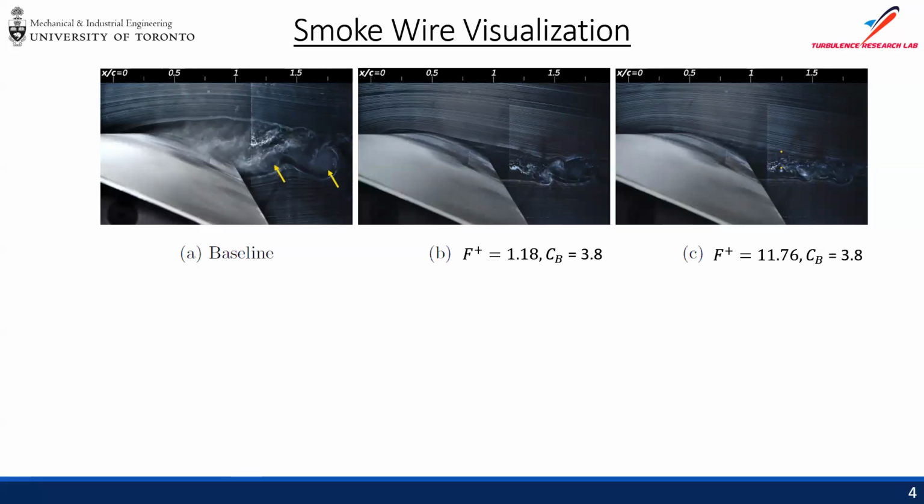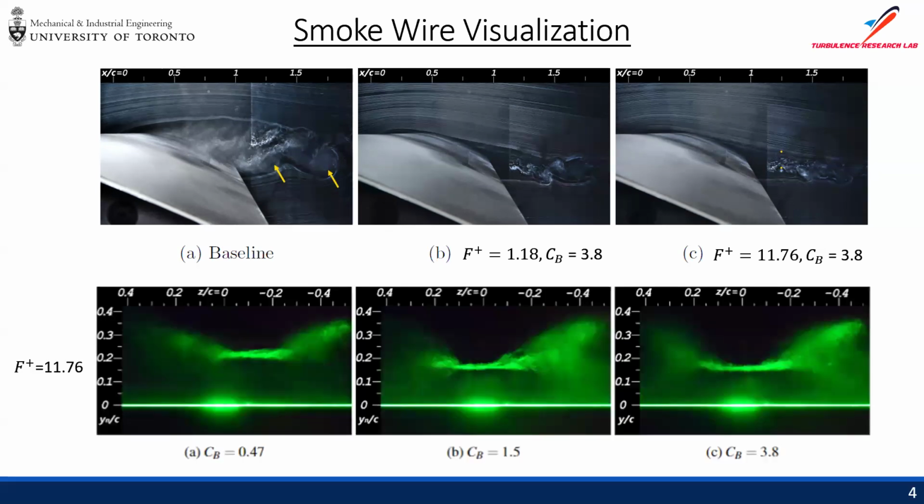However, at the higher forcing frequency, the structures in the wake are a lot finer. This translates to giving us a more steady flow overall compared to the lower actuation frequency case.